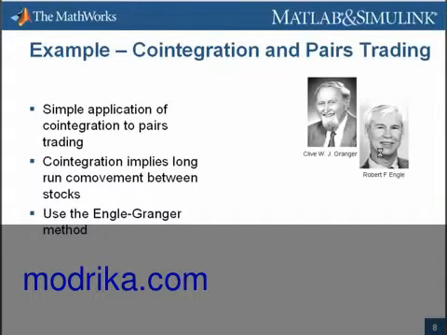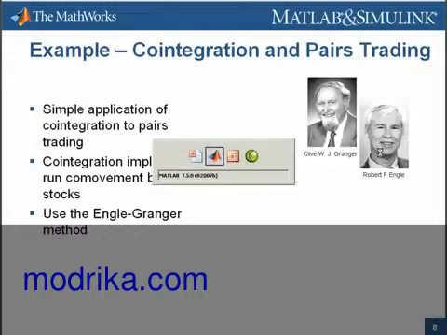There are other methods around, like the Johansen method, but the Engle and Granger method is simple to implement and intuitively easy to understand. We will use the co-integration information to identify a pair that we might want to trade, and then we will see whether we can actually build a strategy around that.